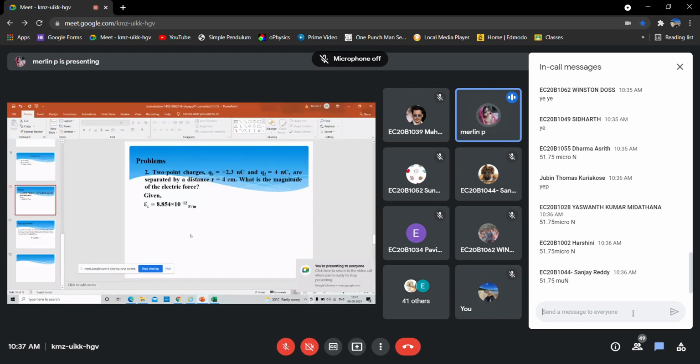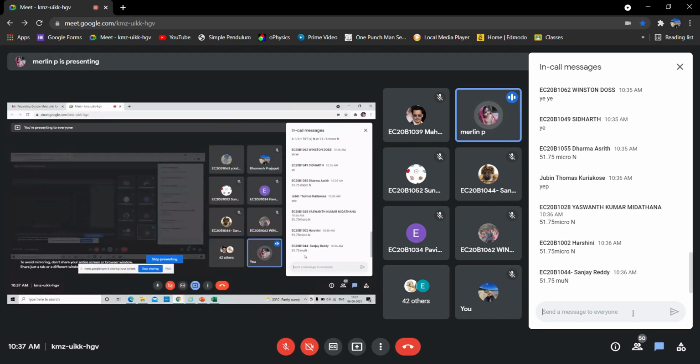Sometimes people can give some other k values. If they give that, you have to calculate for that k value. Yes, ma'am. You have to keep that k value and then calculate the force. So that's it. Whether everyone is getting the answers.